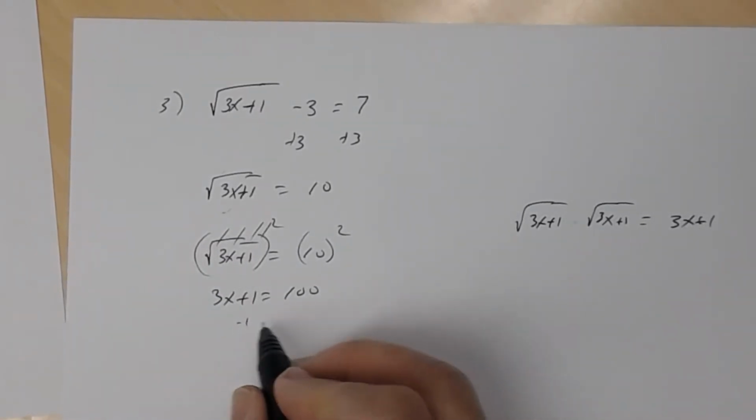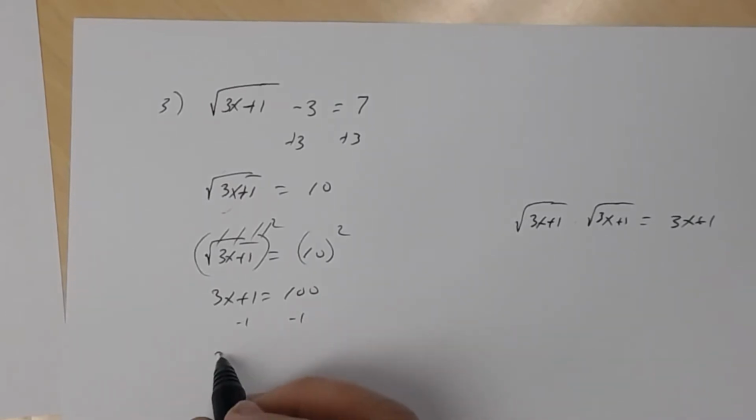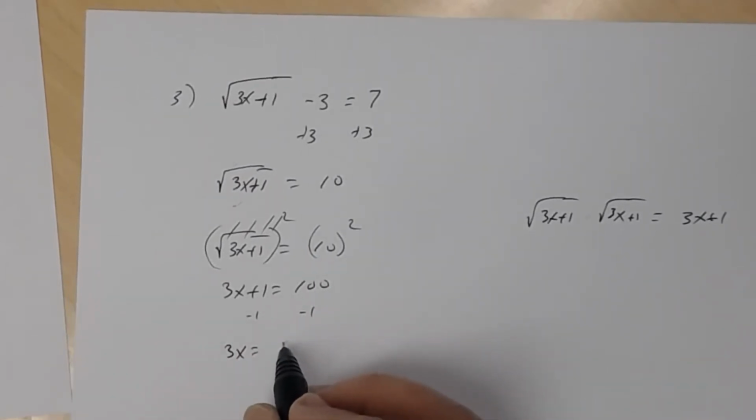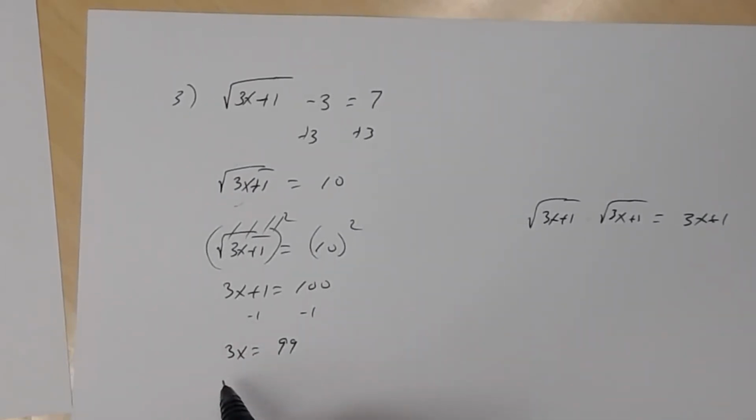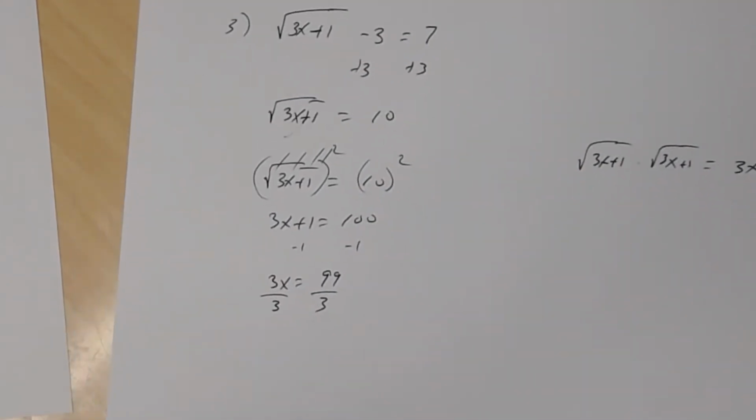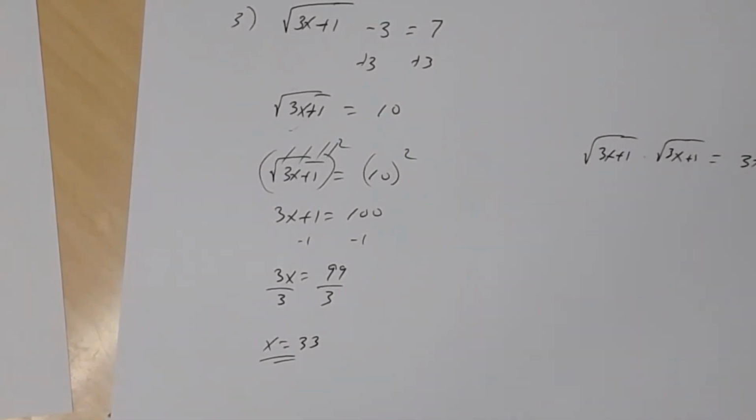And then you just solve for the variable x. So I'm going to subtract 1 from both sides. And so I get 3x equal 99. And then I'm going to divide both sides by 3. And so I get x to be 33.